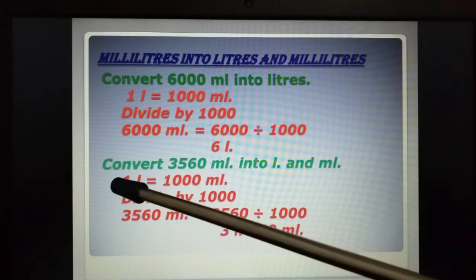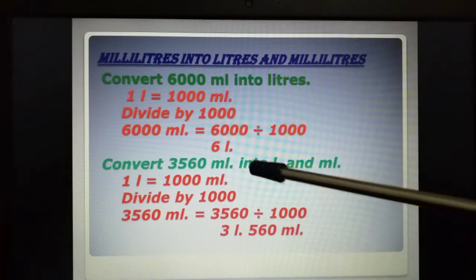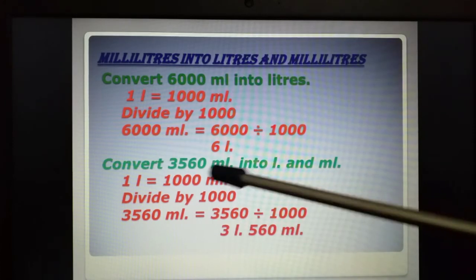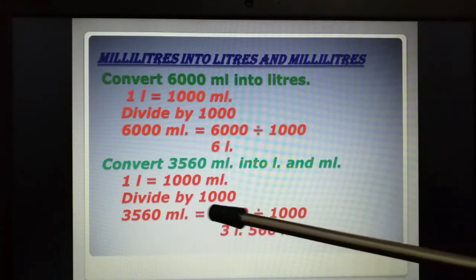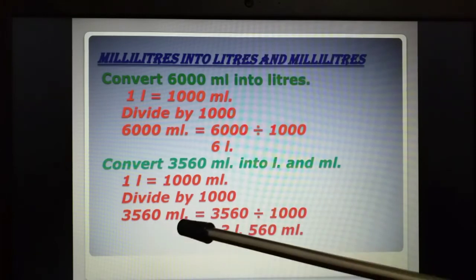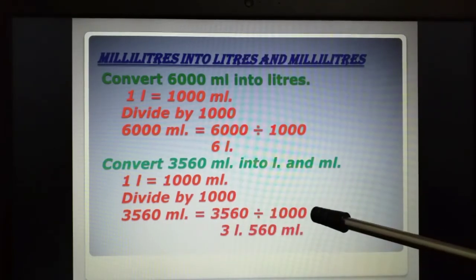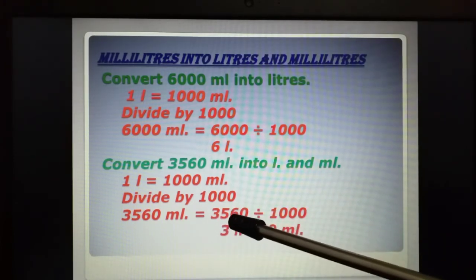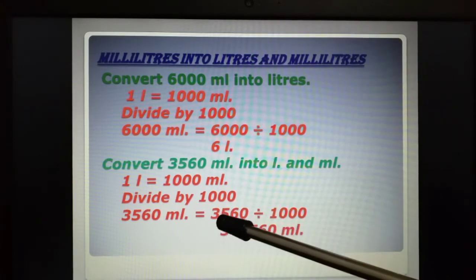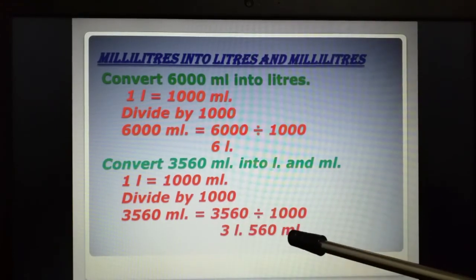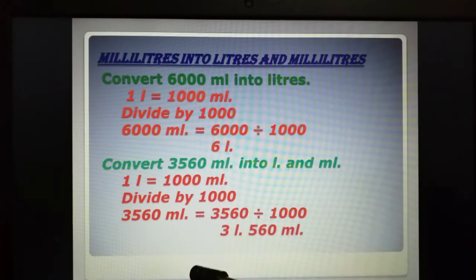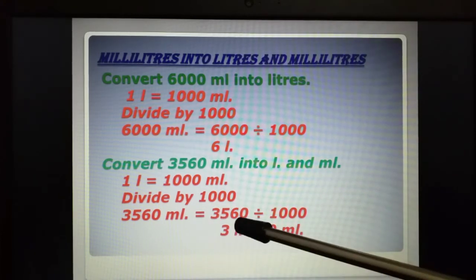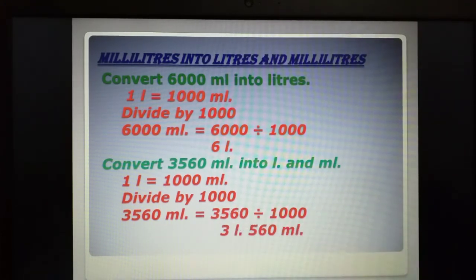Let's say another example. Convert 3560 milliliters into liters and milliliters. Now 1 liter is equal to 1000 milliliters. Divide by 1000. Our question is 3560 milliliters, so we divide it by 1000. So last three digits will be milliliters. Last 3 digits are 5, 6 and 0. That means 560 will be milliliters and rest of the digits means 3 only. So 3 liters and 560 milliliters.